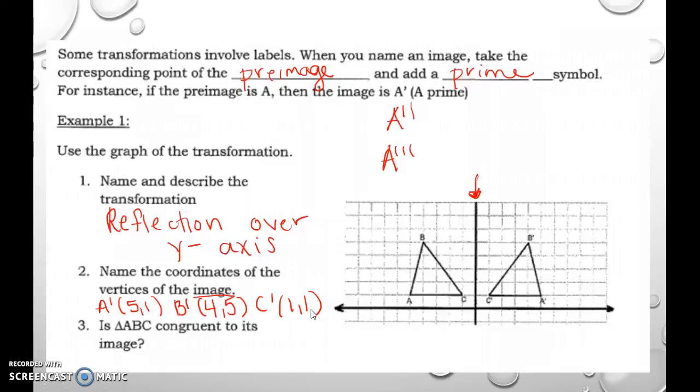And the last question is, is triangle ABC congruent to its image? And we can say yes, because as you can see, this hasn't changed the shape, it hasn't changed the size. All it's done is it's flipped it so that it's backwards and in a different location. And again, the 3 that we're going to start with, translation, rotation, or reflection, are all isometries, meaning when you do any of those 3 transformations, it will never change the original figure. It will always be congruent.